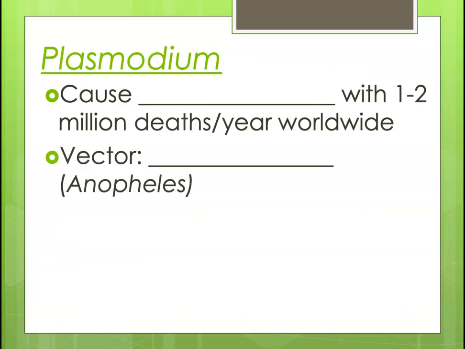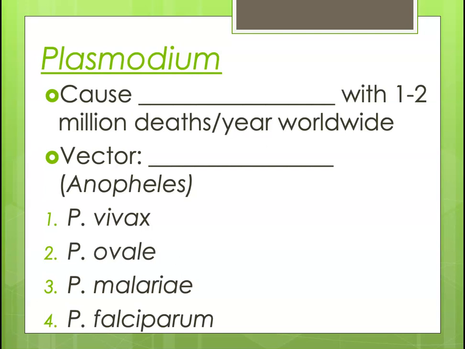So starting with Plasmodium. The genus Plasmodium causes malaria with 1 to 2 million deaths per year worldwide. And in the United States, there's about 1,500 people diagnosed and treated every year, mostly travelers. The vector for Plasmodium is the mosquito, specifically the female mosquito of the genus Anopheles.